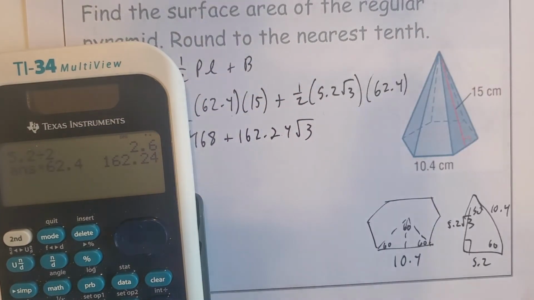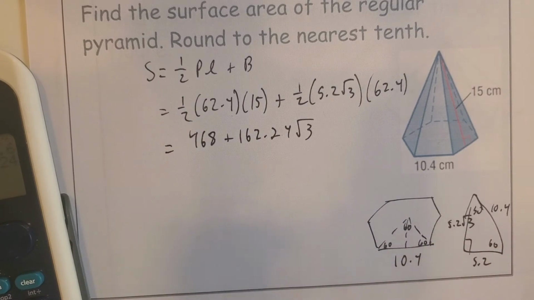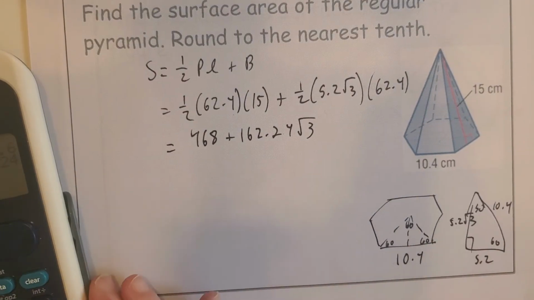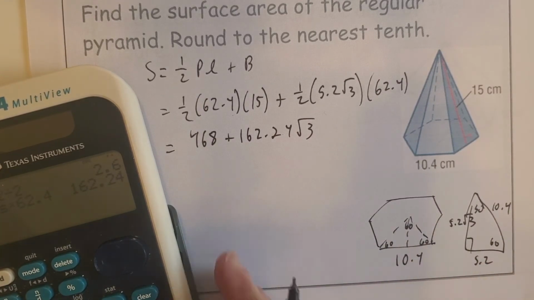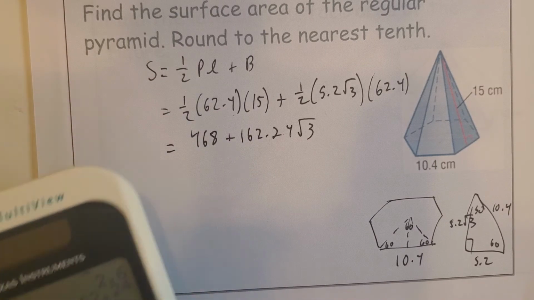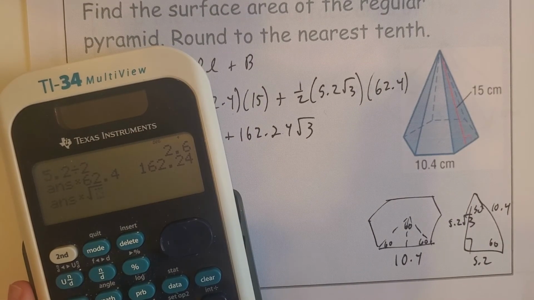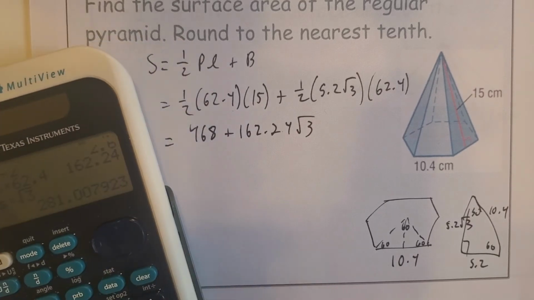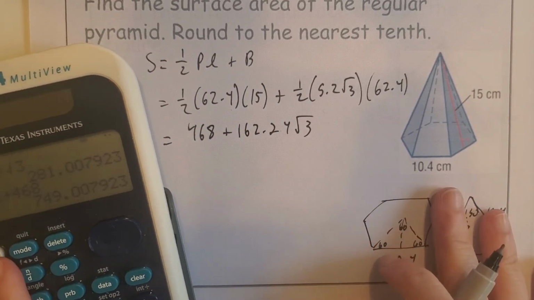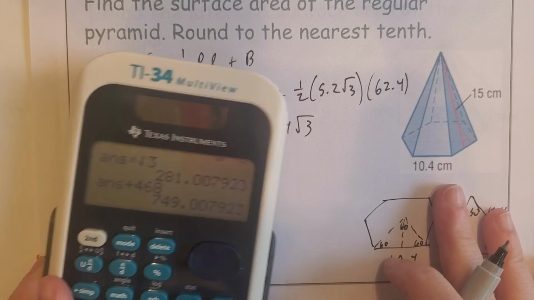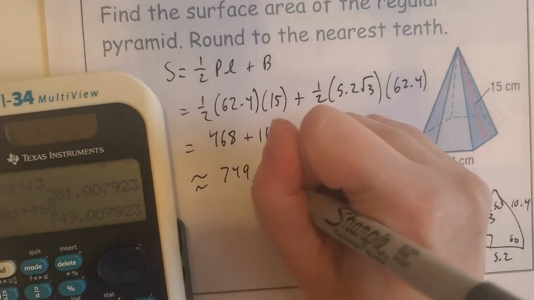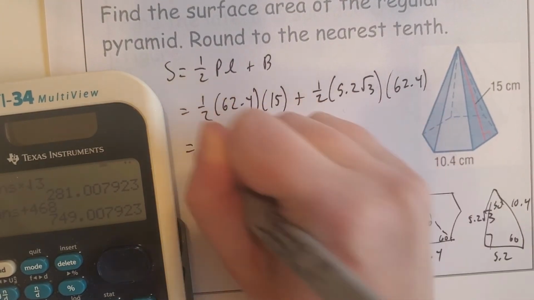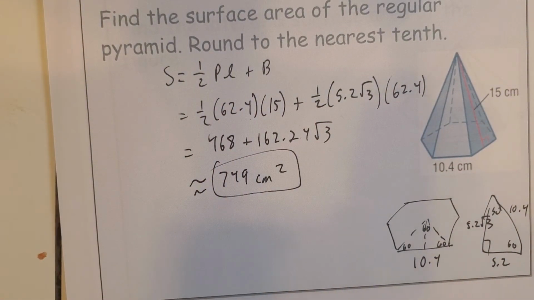162.24 root 3. I don't think I would give you something ridiculous like this on a check or leave this as the exact answer, because there are decimals and radicals and it's a lot. So we're just going to go right in and round to the nearest tenth. So we're going to multiply that by root 3 and then add 468 onto it. So this is actually about 749. Approximately 749 centimeters squared. Something like that.